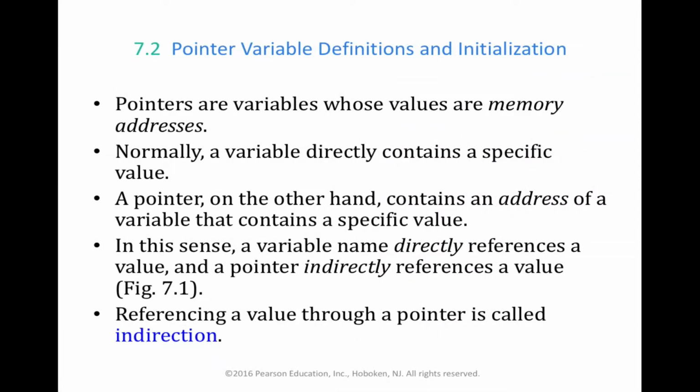So pointers are variables whose value are memory addresses. Normally, variables directly contain an actual value, but when we have pointers, they contain the address to a specific value. In this sense, a variable would directly reference a value, and a pointer would indirectly reference a value. If we are referencing a value through a pointer, we would actually call that indirection.